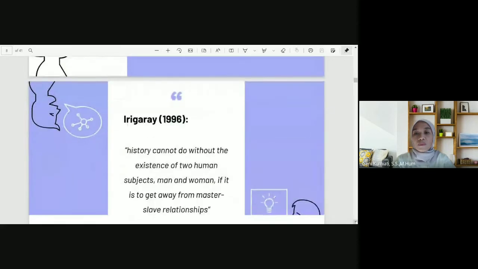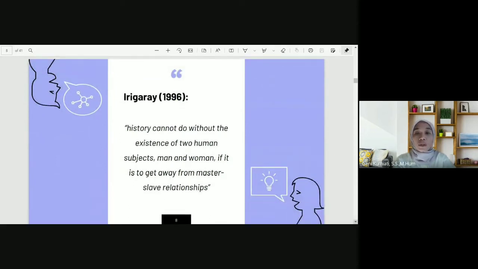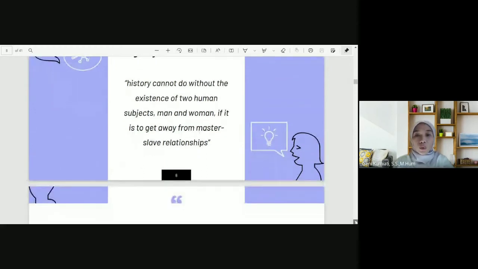Okay. And then here, Irigaray mentions, history cannot do without the existence of two human subjects, man and woman, if it's to get away from master-slave relationships. The thing is, when in society there is social division, female and male, man and woman, then there is a relation between these two. Males dominate females, men dominate women. So the power relation makes it master and slave relationships, which makes it not equal.